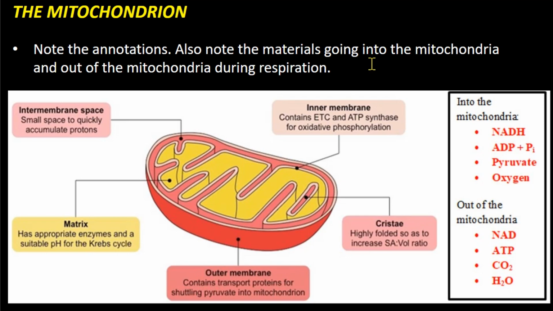Here we have the mitochondrion again. Note the annotations on the diagram. Also note the materials that are going into the mitochondria, which are NADH, ADP and an inorganic phosphate, pyruvate, and oxygen. And also note the materials that come out of the mitochondria during respiration, which is NAD, which is the oxidized form of NADH, ATP, carbon dioxide, and water. Feel free to pause the video and read the annotations.